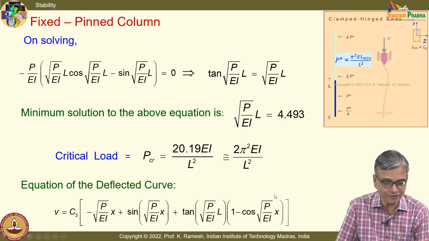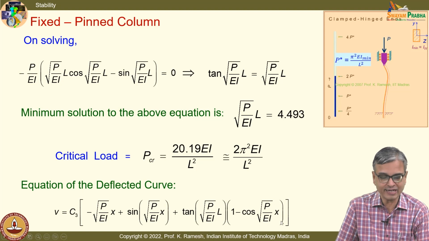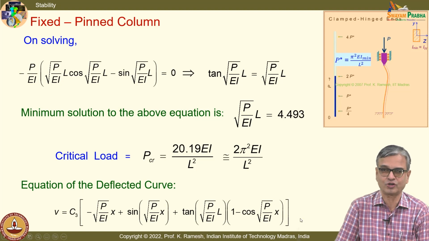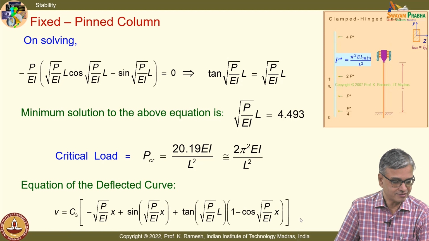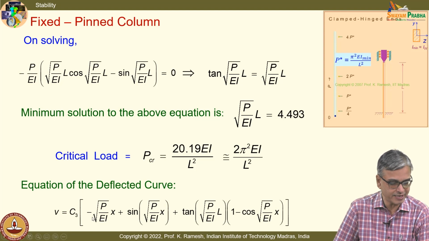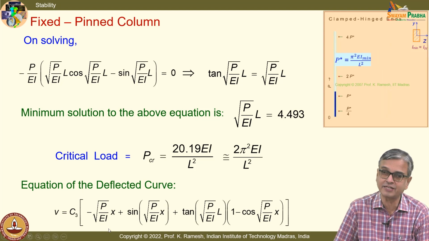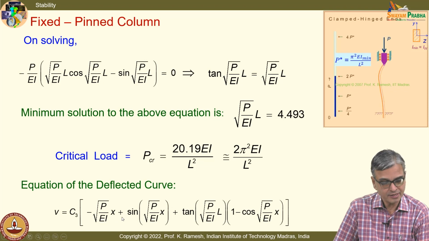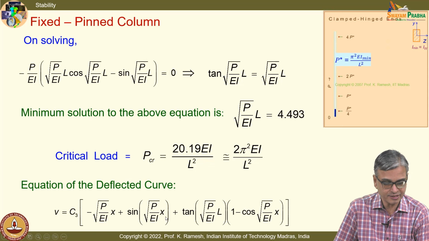And once I go to the deflection curve, it's a very long expression. Please make a note of this. I have this as V equal to C3 multiplied by minus square root of P by EI into X plus sine of square root of P by EI into X plus tan square root of P by EI into L multiplied by 1 minus cos square root of P by EI X.